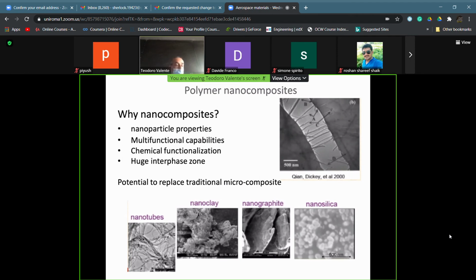For example, by allowing the development of some chemical reactions which are able to develop interfaces which are stronger. So we can make some chemical functionalization in the case of polymer nanocomposites, which usually does not give results in the case of ceramic or metallic matrix nanocomposites.